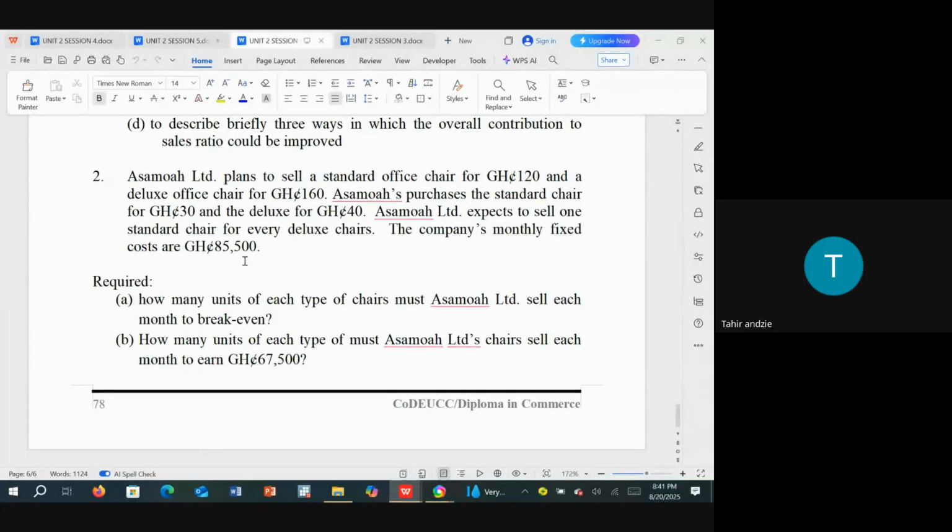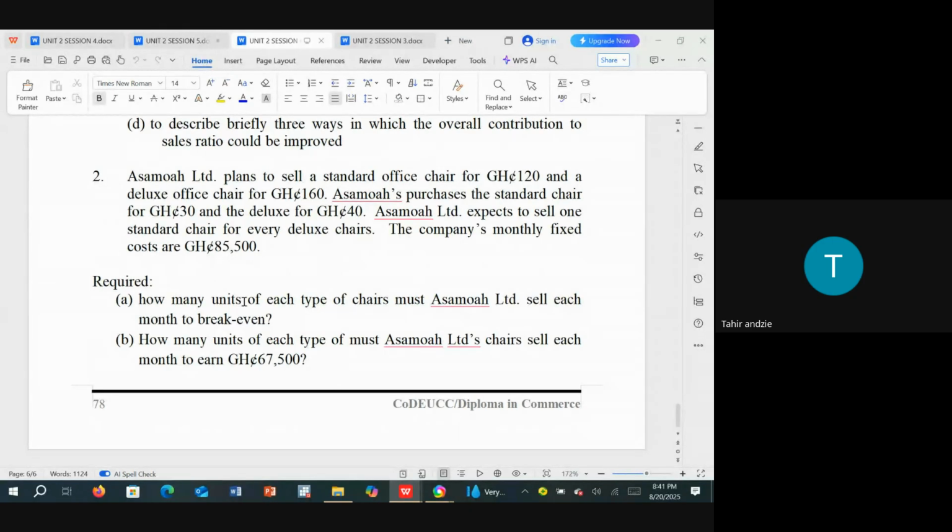So you can look at the sales mix and then go through the steps. Get the contribution per unit for each product, then get the contribution sales ratio for each product and the percentage, which is 50-50. Get the weighted average contribution margin ratio, then divide the fixed cost by it.